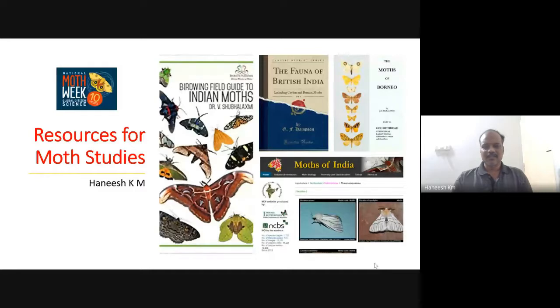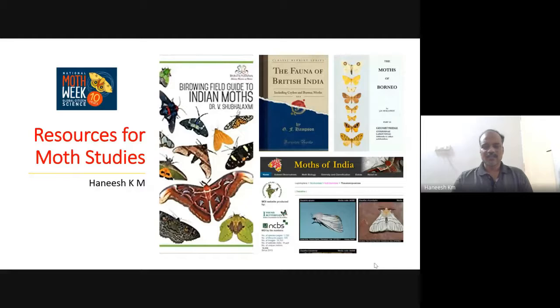Usually in moths and Lepidoptera, a lot of other studies are happening now. A lot of DNA studies and molecular studies are happening. So this talk is concentrating on the taxonomic resources available to identify a particular moth in a particular area. When we are watching moths, we get many moths under our light in the garage or outside at our home.